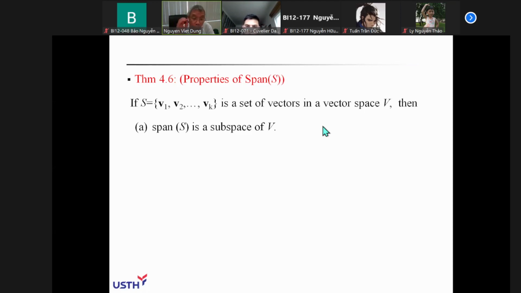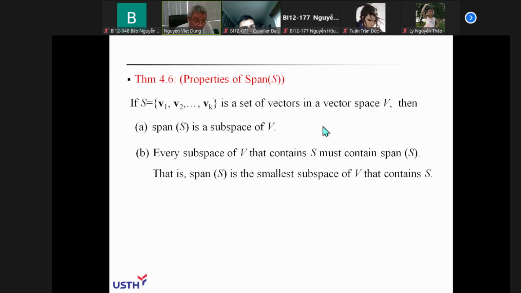In order to verify that, you need to verify only property number 1 and property number 6. And it is easy if you remember the definition of span S. And the second one is here. If you take any subspace of V which contains S, then that subspace must also contain the span of S. It means that the span of S is the smallest subspace of V which contains S.